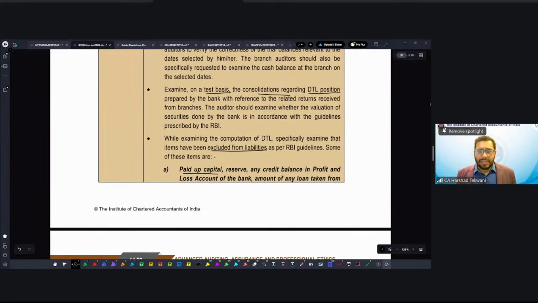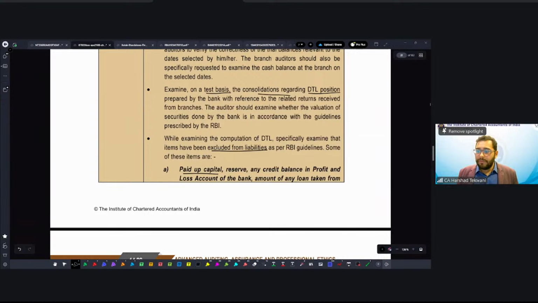Then there are other things also which are required to be included. Again, there is guidance. From time to time, RBI provides guidance with respect to the parts to be included and parts not to be included in these liabilities. So there are certain parts which are required to be included in your demand and time liabilities. As a result, you are required to look into whether those parts have been included or not.